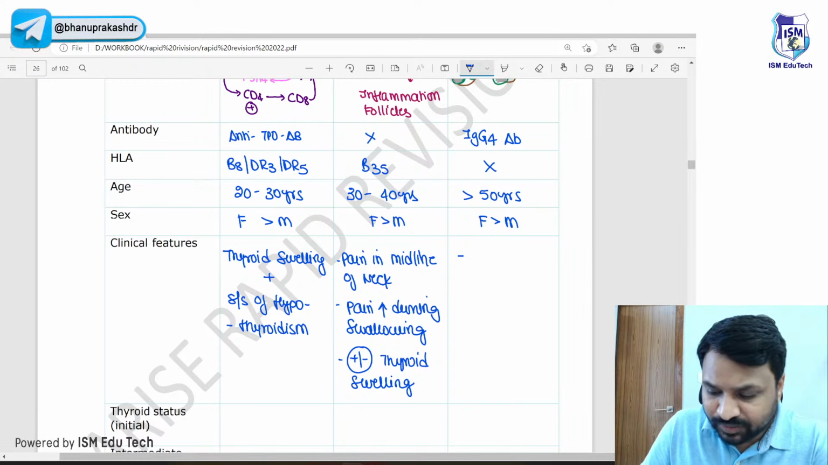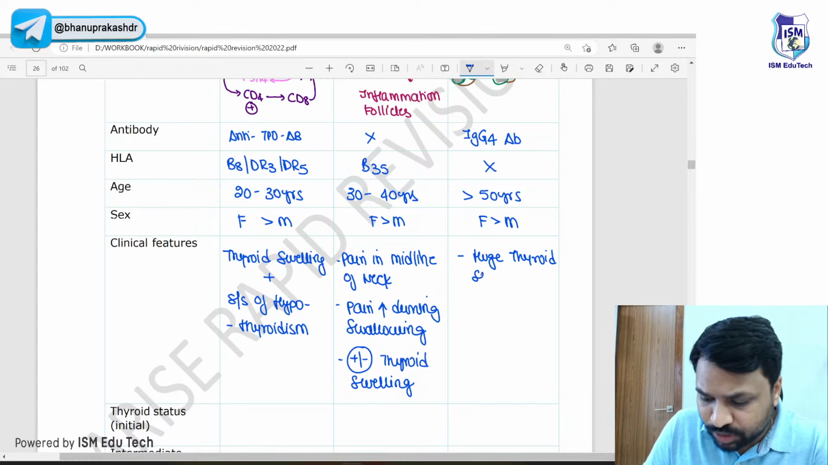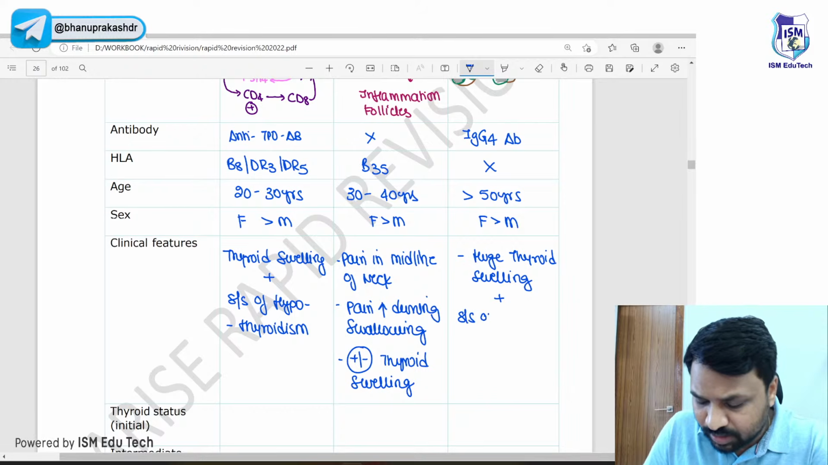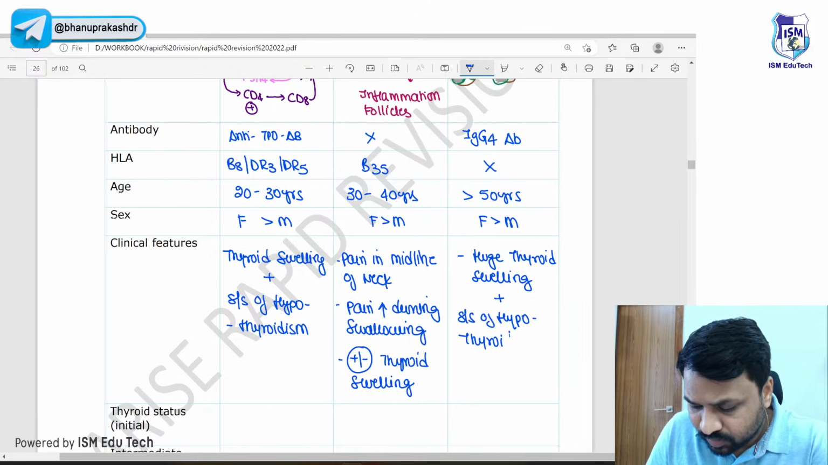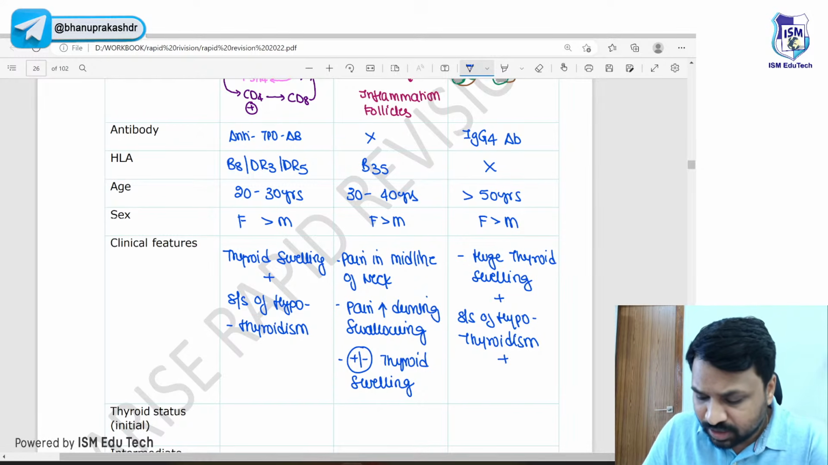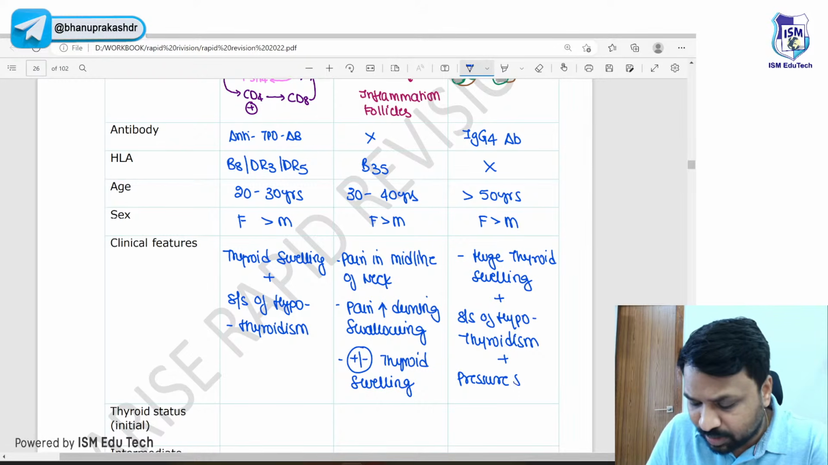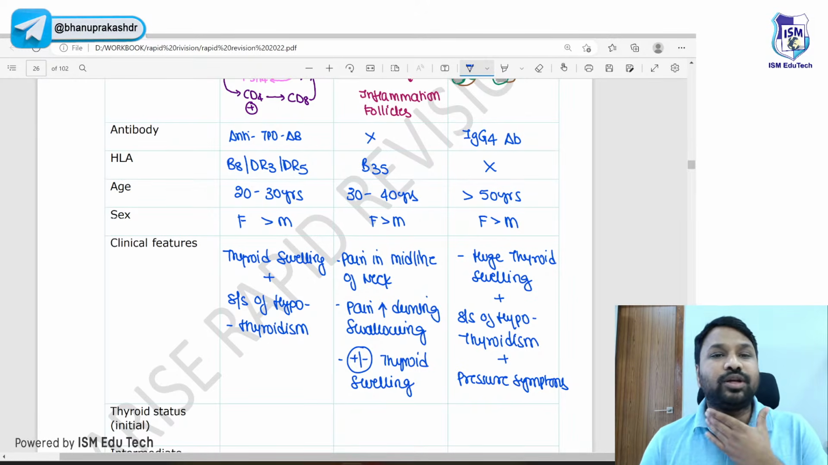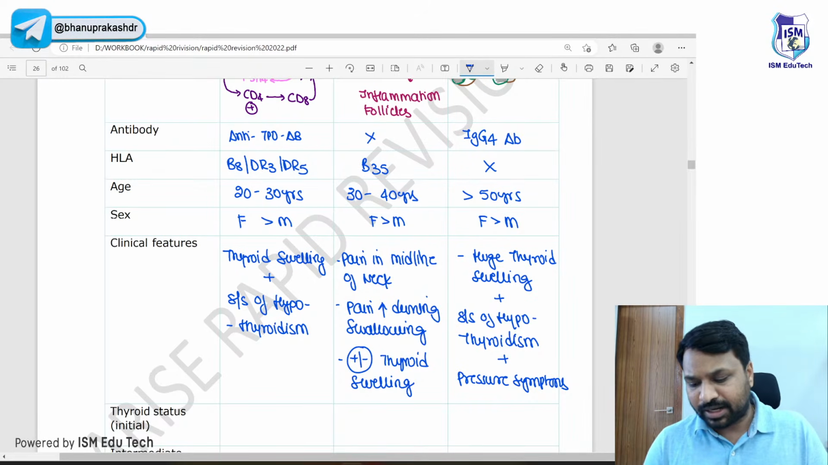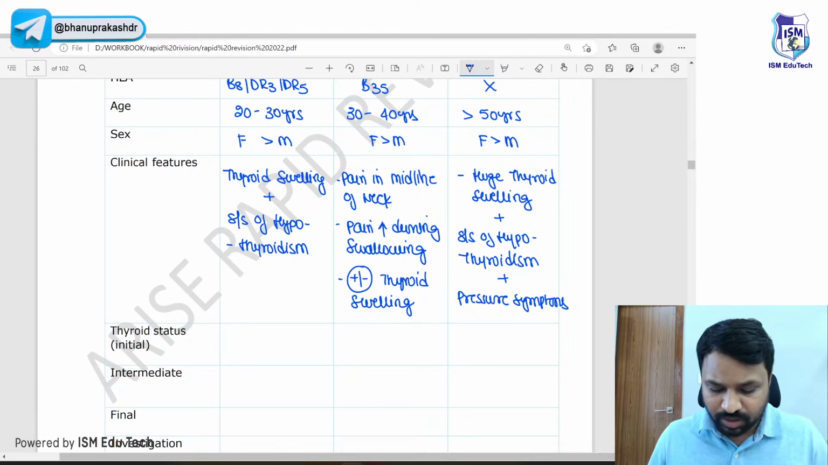Here, in Riedel's, the patient will have a huge thyroid swelling. Along with the huge thyroid swelling, there will be signs and symptoms of hypothyroidism. Along with that, it will also have a very important aspect, which is the pressure symptoms. Why pressure symptoms? As the gland enlarges, it is going to compress the trachea, the esophagus, and the recurrent laryngeal nerve, resulting in severe pressure symptoms.